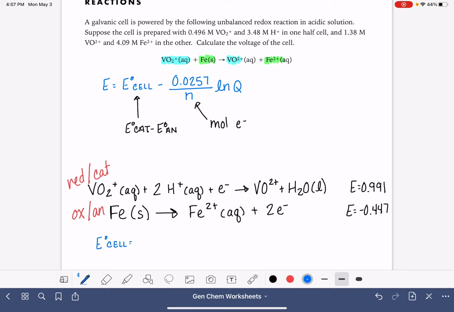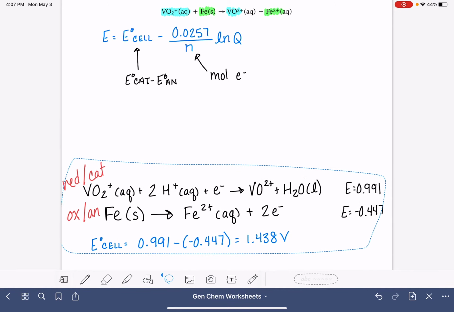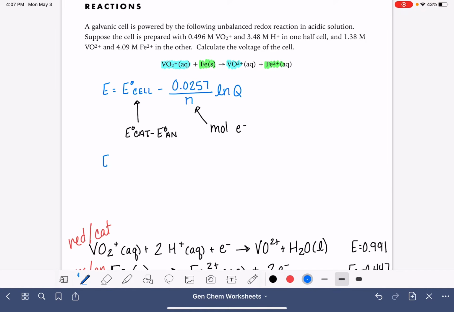Ecell is going to be the cathode, which is 0.991, minus the anode, negative 0.447. That voltage is 0.991 minus a negative 0.447, which is 1.438 volts. And I am going to move this stuff down, and I'm going to put that number right here.